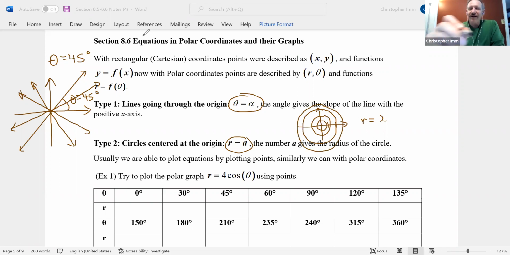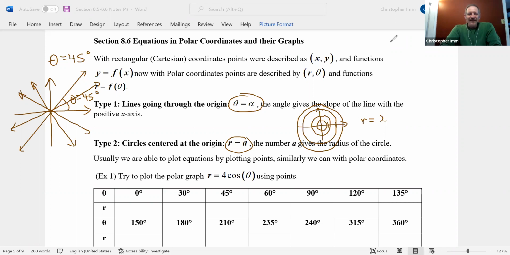So when you're first learning to plot graphs with Cartesian coordinates, most likely the teacher said, let's plot some points. Let's plug in some x values and create y values. We'll plot some points and maybe connect them. Hey, we can do the same thing with polar coordinates. So I'm going to try this, but I'm going to need your help, okay?